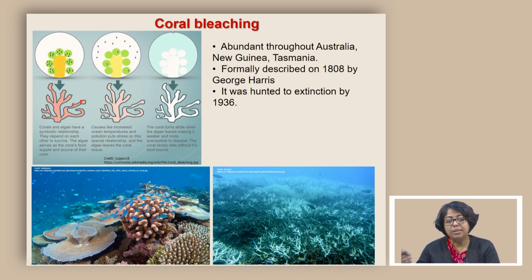If this continues and if the temperature is really high, then these algae or any of these symbionts cannot live in the corals. In fact, they produce something which is harmful for the corals and corals throw them out, and then the coral skeleton becomes completely white, and that is what is called coral bleaching.